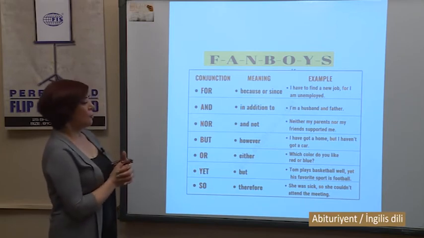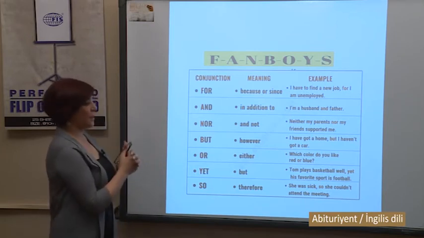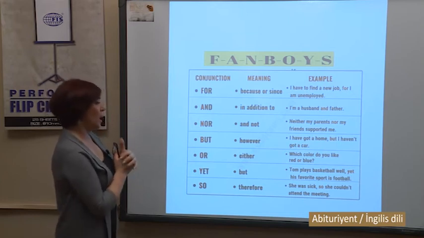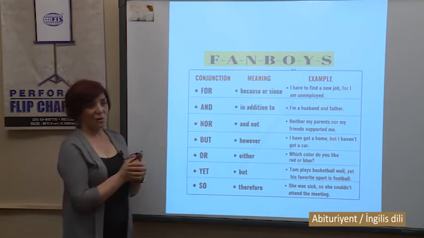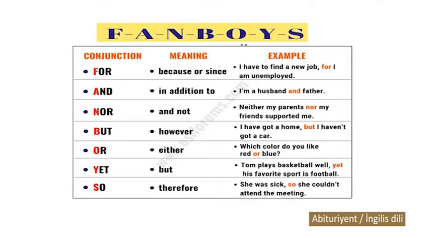Nor means and not. Now let us see the example. Neither my parents nor my friends supported me. It means that I was supported by no one. But means however; this is the contrast meaning. If it is and, it is the continuation, but if it is but, we have a contrasting opinion there. For example, today the weather is hot, but it was hotter yesterday.